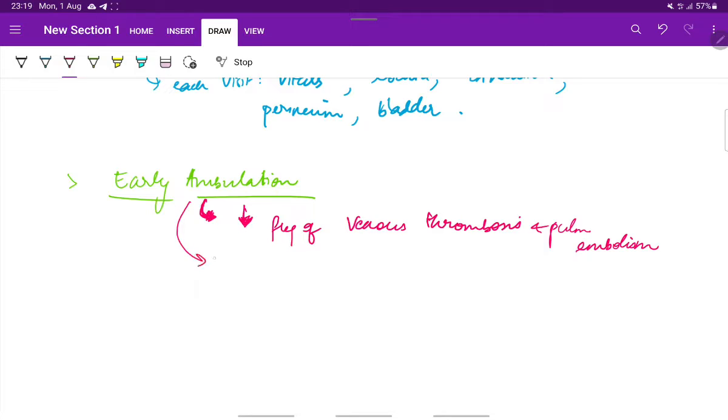Also, by early ambulation we decrease the complications of bladder like urinary retention, catheterization, and constipation.